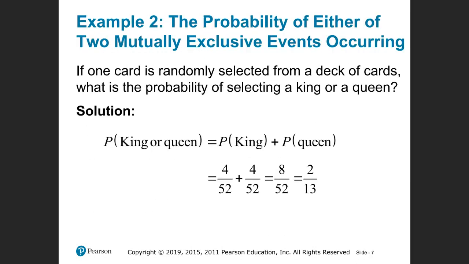The probability of either of two mutually exclusive events occurring. If one card is randomly selected from a deck of cards, what is the probability of selecting a king or a queen? The probability of a king or a queen, because that's mutually exclusive, would be probability of king plus probability of queen. That would be 4, because there's 4 kings in a deck, over 52, plus 4 queens over 52, which would be 8 over 52, and we remember to reduce it to 2/13.